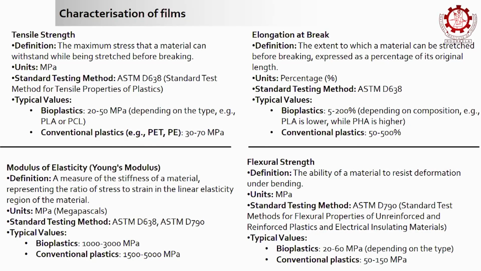I will quickly go through these. First and foremost is the tensile strength, how much strength it has. Elastic modulus, that is the maximum stress it can withstand while stretching before it breaks. Second one, elasticity, the stiffness of a material, how flexible or elastic it is. Elongation at break means at the breaking point, to what extent the material can stretch before it breaks, as a percentage of its original length.